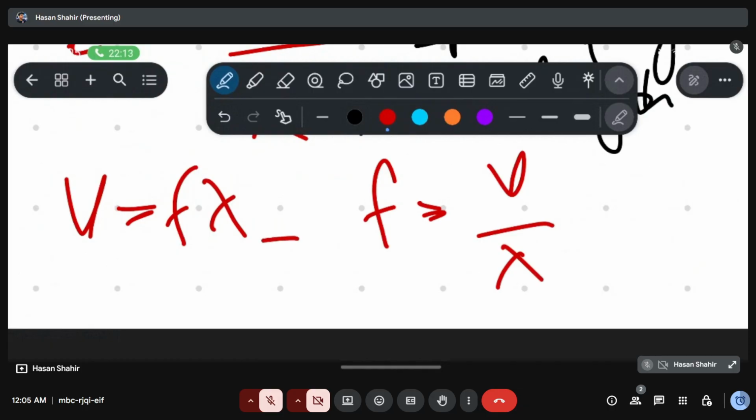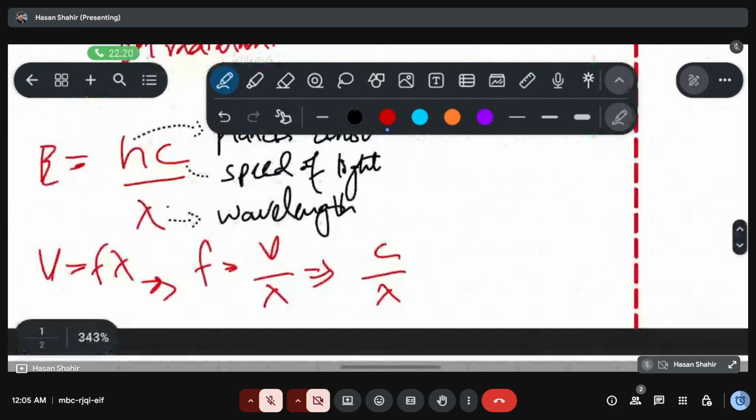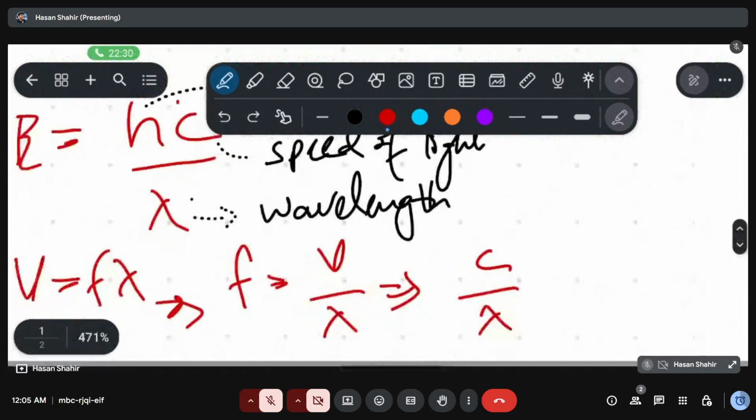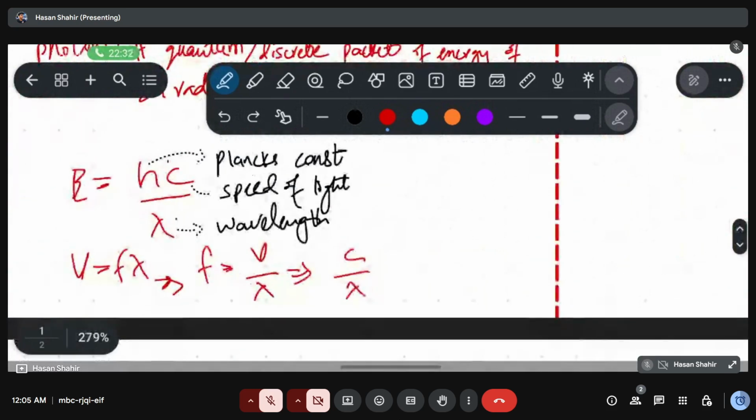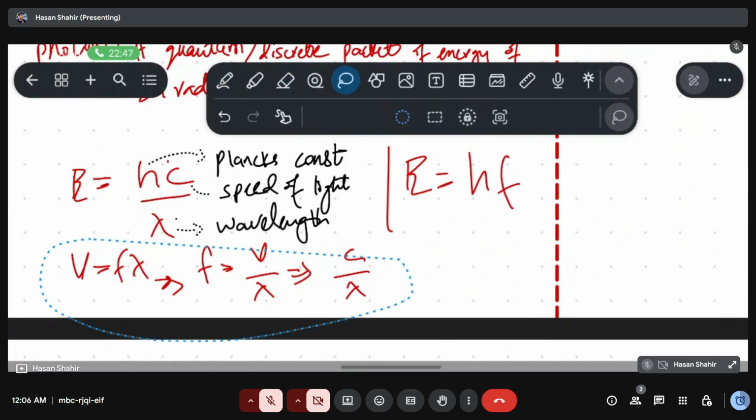And in this case, our v is the speed of light. So we're gonna be taking f as c upon lambda. And as you may have guessed, you have c over lambda present over here. So we're just gonna be substituting this into the same formula. And hence, we're gonna get E is equal to hf. This is our second formula, basically derived from the first formula. All right, so this is working. I'm just gonna be, I guess, highlighting this a bit.